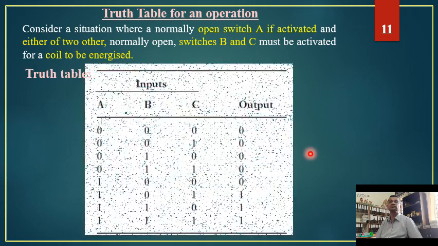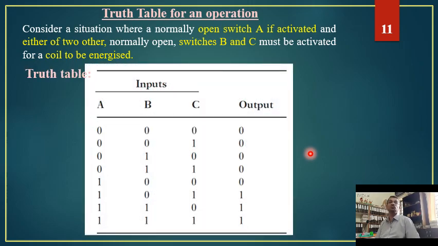So here is the truth table. When none of the inputs are available, the coil is not energized. When any one of the three coils, either A or B or C, is energized, in these three cases, the second, third and fifth, even then the output is not available.